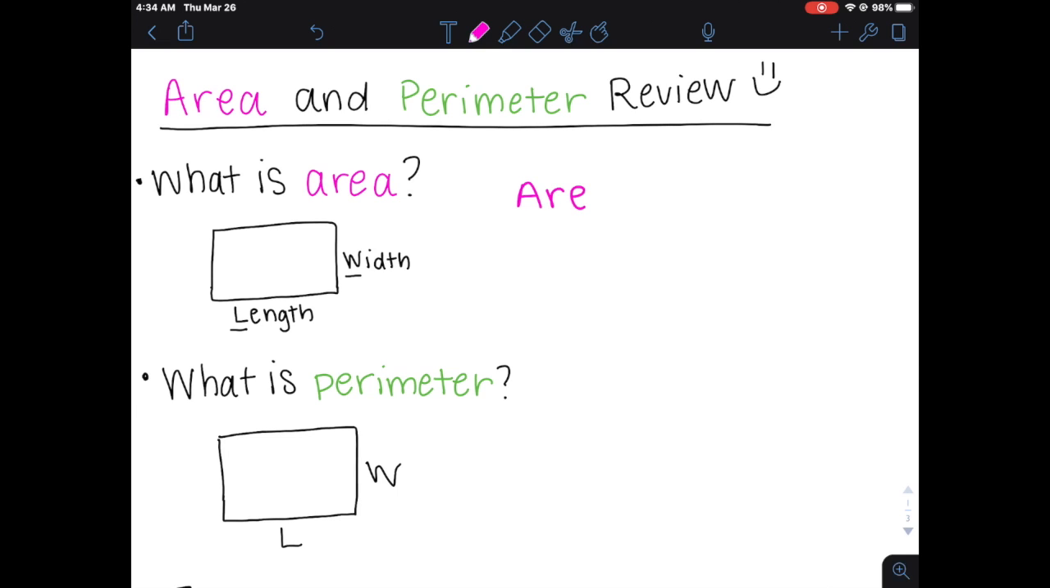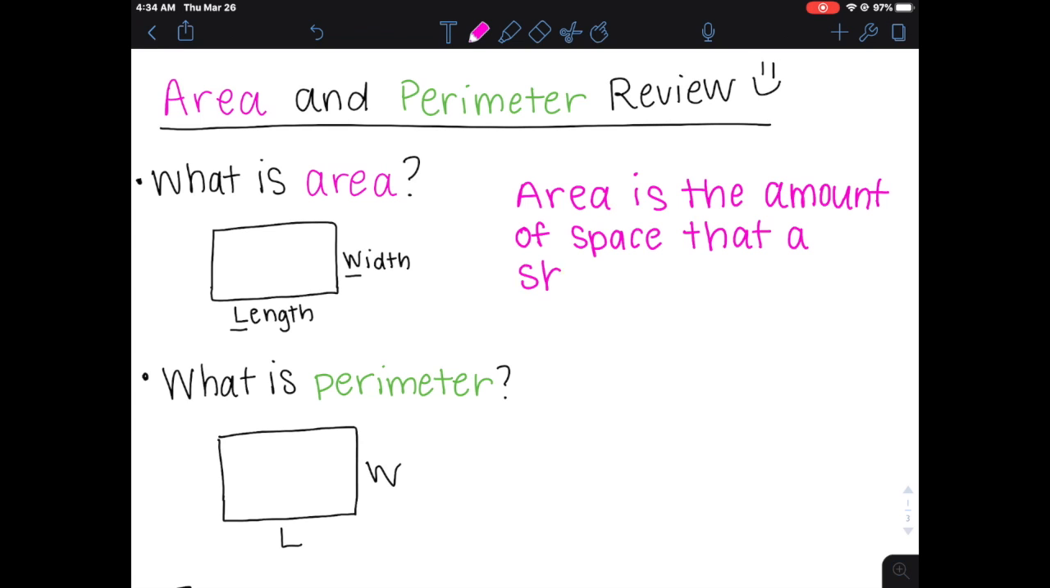So area is the amount of space that a shape takes up. So if I'm looking at the rectangle here to the left, we have the length and we have the width. Later we'll use L for length and W for width. But the area, like I said, is the amount of space that the shape takes up. So the space that this rectangle takes up is what I'm highlighting right now. So everything inside here is what we define as area.